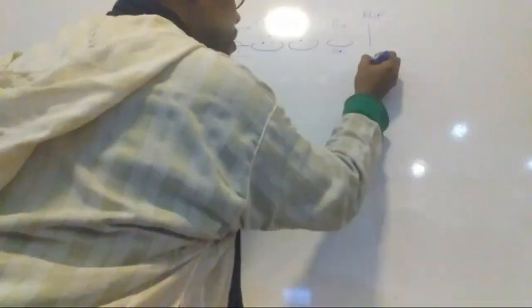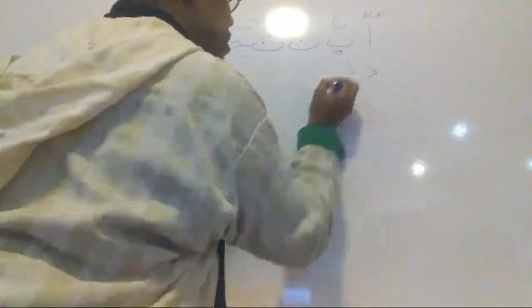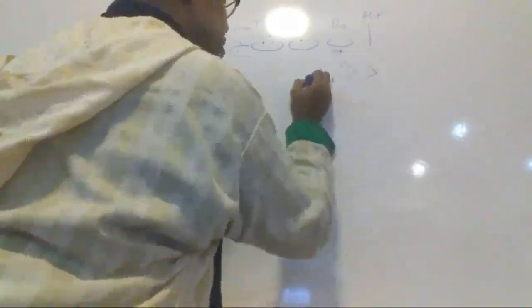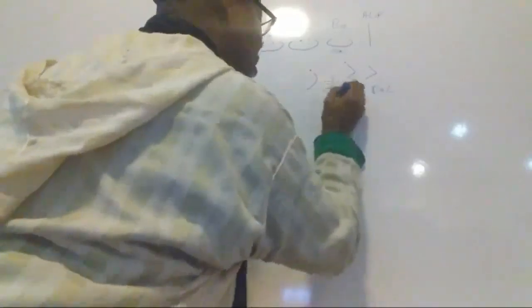Alif, ba, ta, tha, jim, ha, kha. Then you got dal, thal, ra, za. Dal, thal, ra, za.